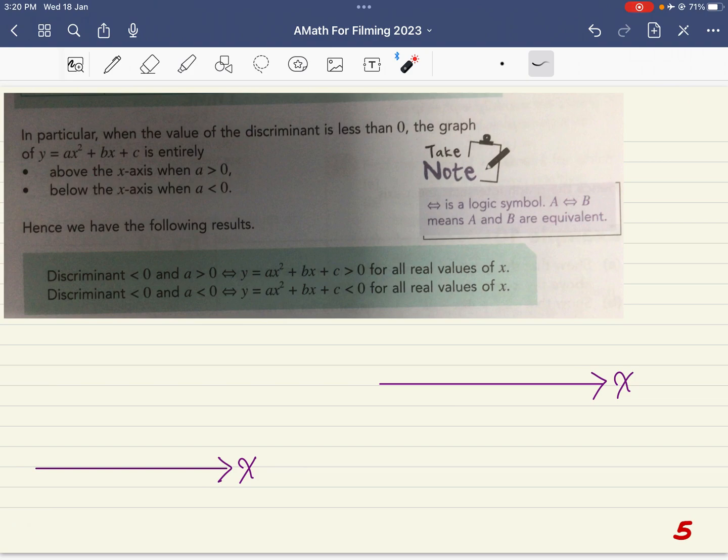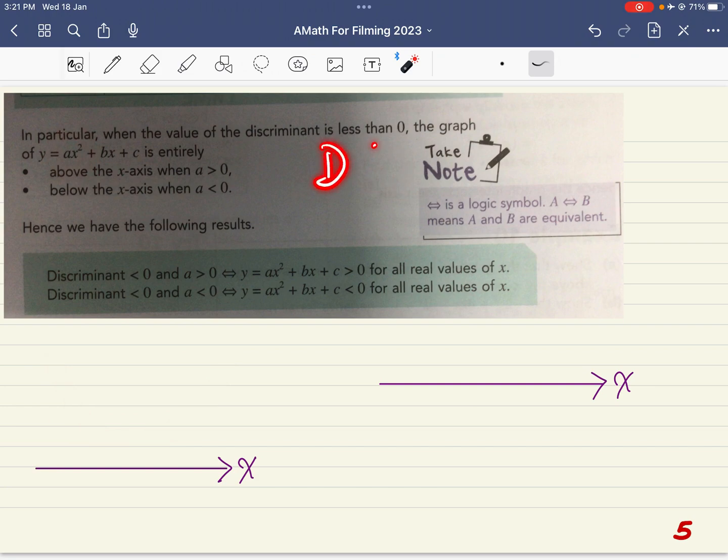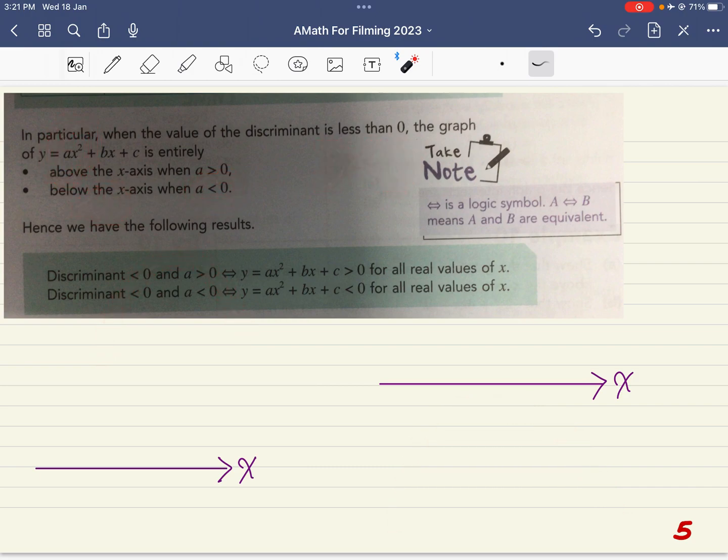Now, when the discriminant is less than 0, if you have a smiley graph, it means that the coefficient of x squared is positive. It will lie completely above the x-axis. Similarly, when my discriminant is less than 0 and my a, the coefficient of x squared, is less than 0, it means that it's a frowny graph. There are no real roots. It implies that it will lie completely below the x-axis.